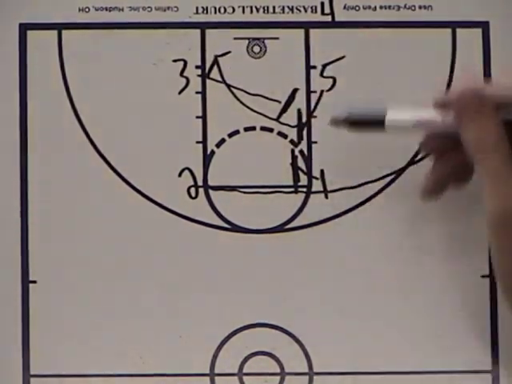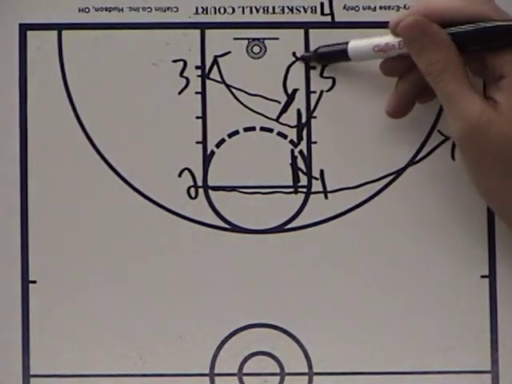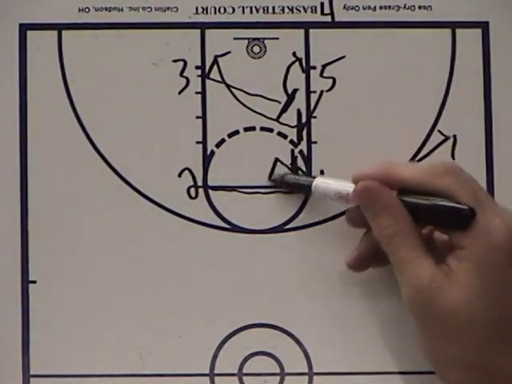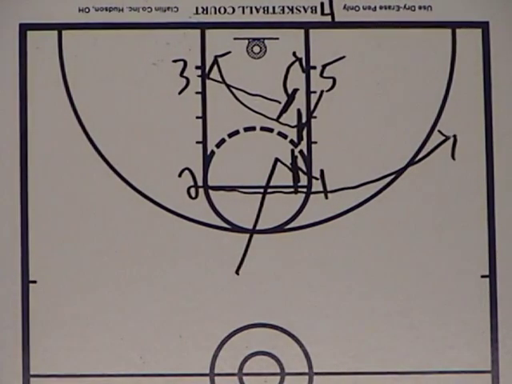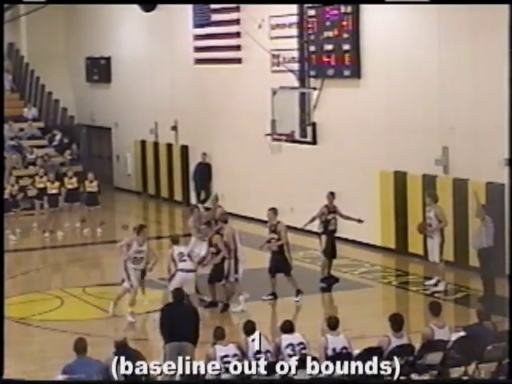Sometimes we put the 5-man in the 3 spot so that when he rolls back to the basket, we can do a little lob to him if he's one-on-one, and then 1 is back for safety. 1 baseline out of bounds.